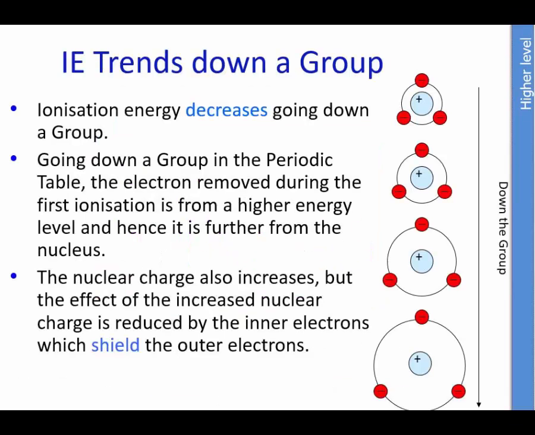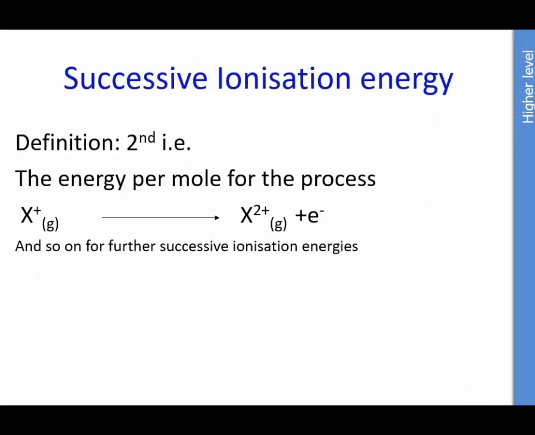Going down a group then, you can see that the ionization energy decreases because you're increasing quite significantly the distance through a larger shell, a larger distance, and there's also nuclear shielding going on. The next thing, which is very similar, is the successive ionization energy. This is how you write the second ionization energy. Make sure you've written an ion, so there's one electron gone already. Make sure you've written everything in the gaseous state.